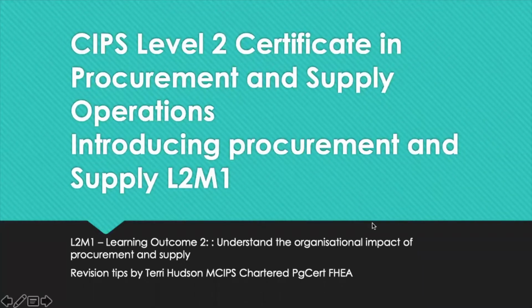Hello, and welcome to SIPS Level 2, Certificate in Procurement and Supply, Module 1, which is Introducing Procurement and Supply. This session is looking at Learning Outcome 2, which helps you to understand the organisational impact of procurement and supply.